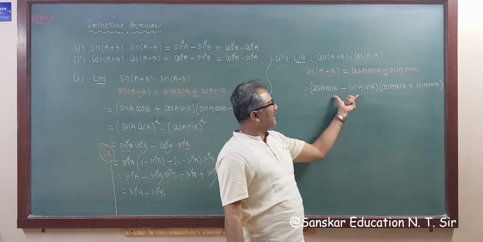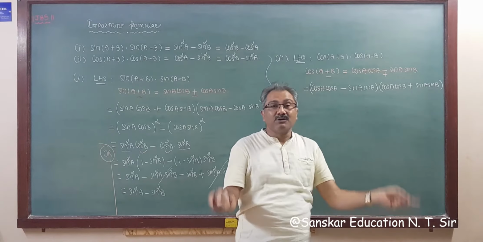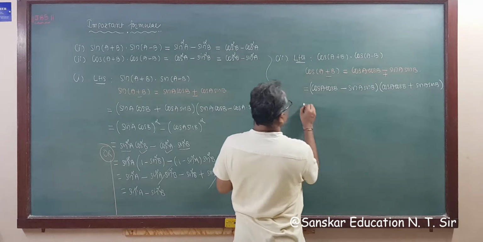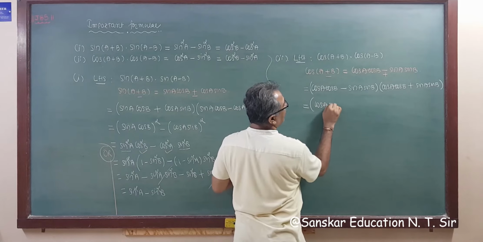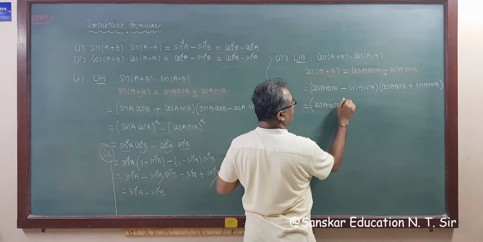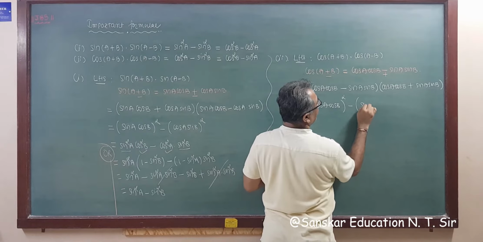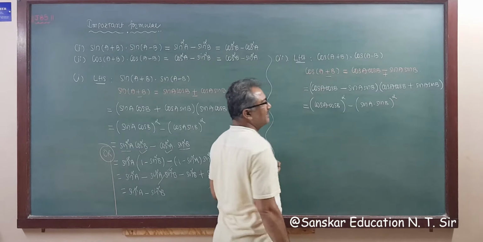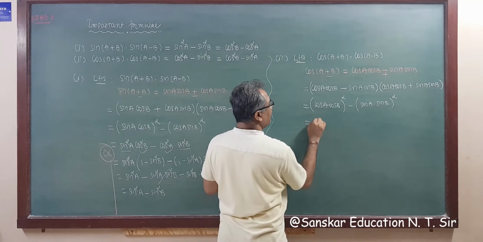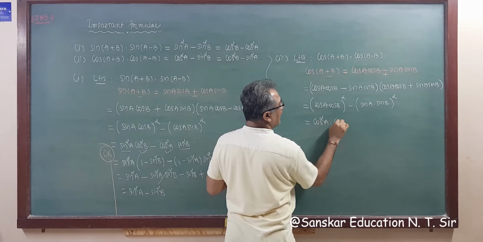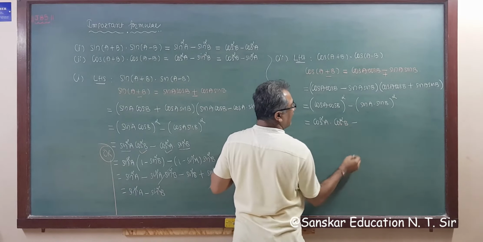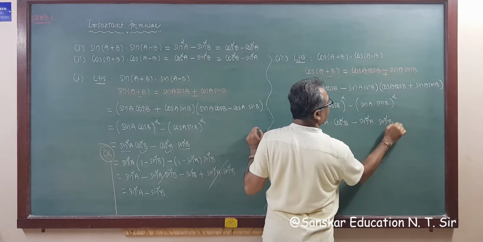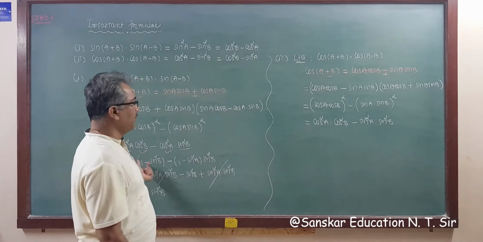Again, A minus B, A plus B, what does it become? A square minus B square. So the square of this minus the square of this. So this is (cos A cos B) whole square minus (sin A sin B) whole square. Right? So the answer will be cos square A into cos square B minus sin square A into sin square B. Similarly, what we did here, you have to apply here.